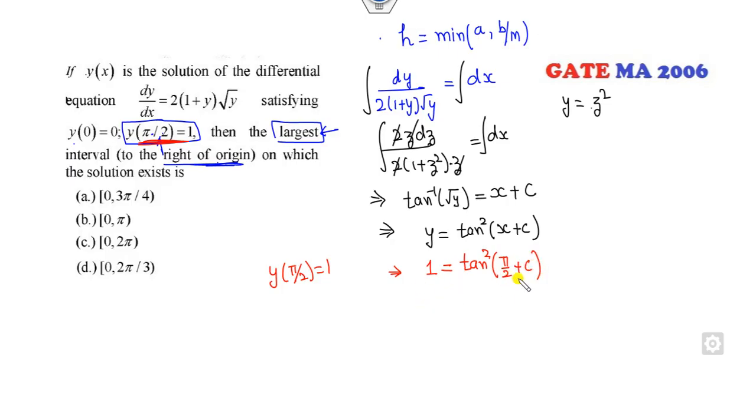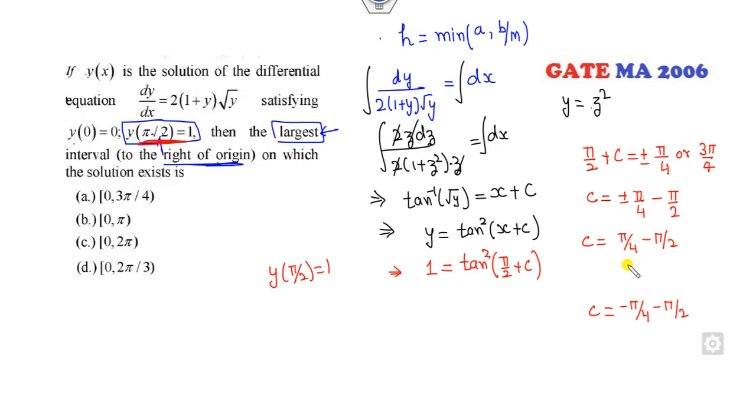Fine. Now when it will be 1, when this value pi over 2 plus c will be pi over 4, but because it's a square, it can be plus or minus 1, or you can say either 3 pi by 4. It's your choice. Fine. So c will be plus or minus pi over 4 minus pi over 2. If I choose the positive value, then pi over 4 minus pi over 2, or minus pi over 4 minus pi over 2. So what is the answer? 4 is the LCM, minus pi over 4, and from here it's minus 3 pi by 4. I can ignore the negative sign, otherwise you can take 3 pi by 4.